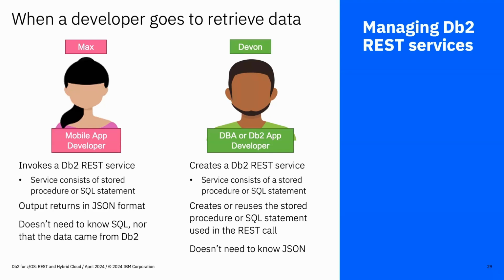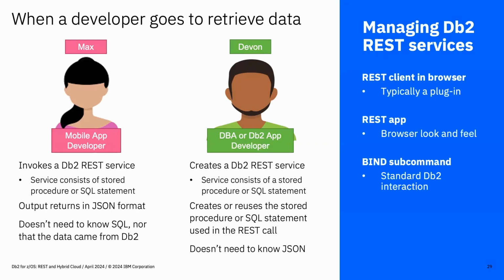To manage DB2 REST services based off of one of your personas, there are three ways that you can manage them. One is a REST client in a browser. This is typically a plugin to whatever browser you want to use, and then you can manage your REST client there. There's also an application for managing REST. In our workshop, this is Postman. It's a separate application. It's similar to a browser look and feel in terms of navigation, a very standard user interface for that.